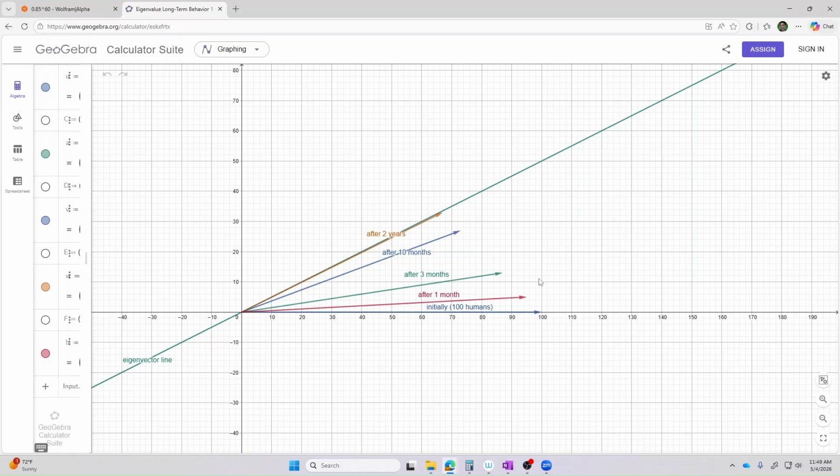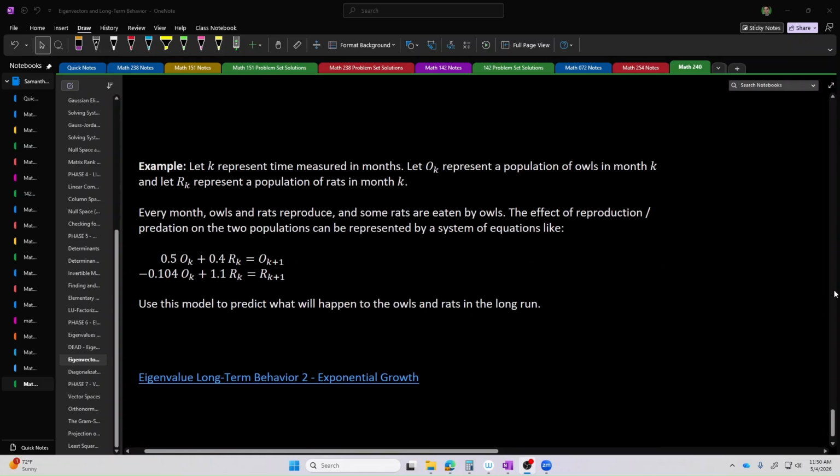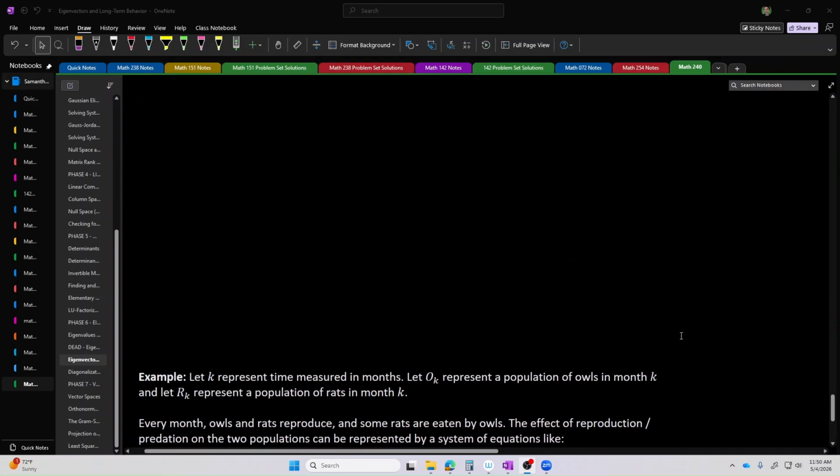As more time passes, the population vector gets closer and closer to this eigenspace. And that reflects the fact that as time goes along, the populations are leveling out to have this ratio where the number of humans is double the number of zombies. The population is leveling out to eventually have this ratio. I had another example prepared, but this video is already getting a little bit long. So let me go ahead and just wrap it up.